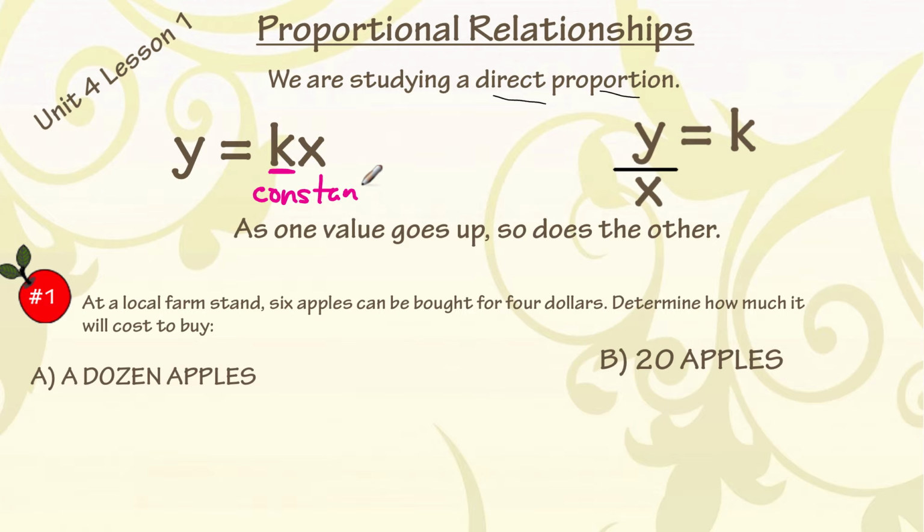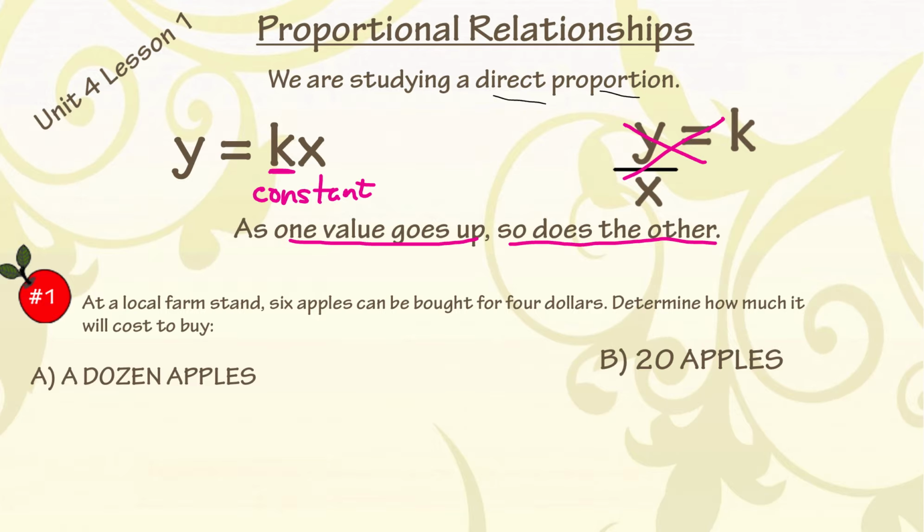And another way you could write it is y divided by x equals k. But we generally don't see this second way. You are generally used to seeing it this way because it looks like y equals mx plus b, something you would have learned about last year. A direct proportion means as one value goes up, so does the other.